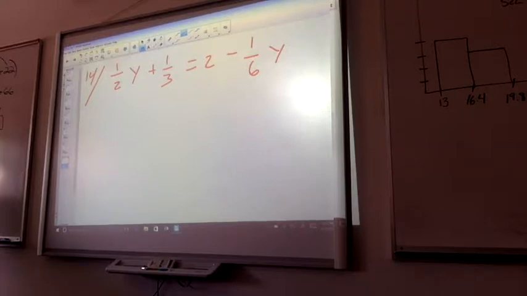Would 6 work? Yeah. 12 would work as well. If you chose 12, your answer is still going to be the same. You're just multiplying larger numbers. Okay? So if you find the smallest number, 6 is the smallest number, so I'll multiply that by 6 over 1, that by 6 over 1, that by 6 over 1, and that by 6 over 1.